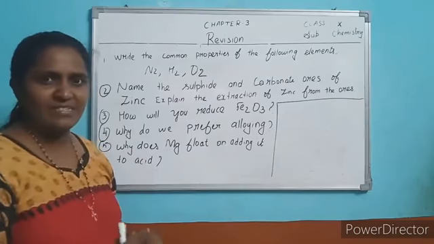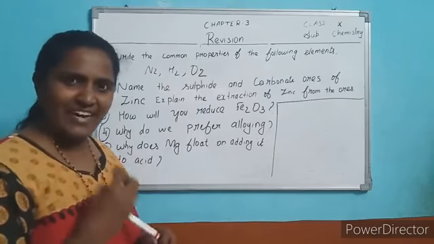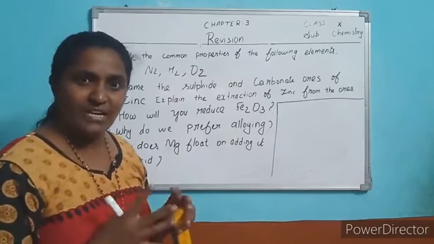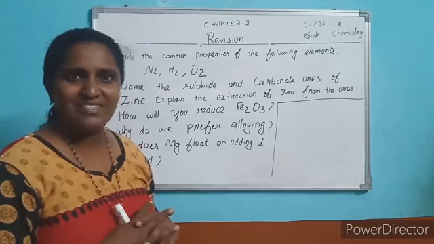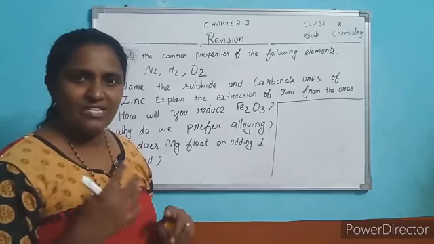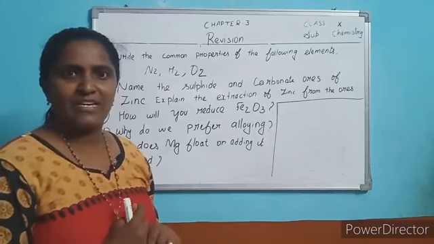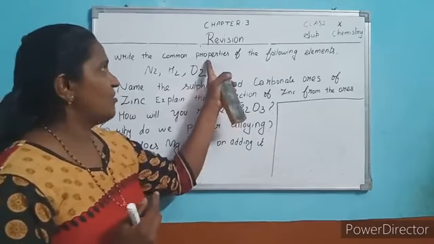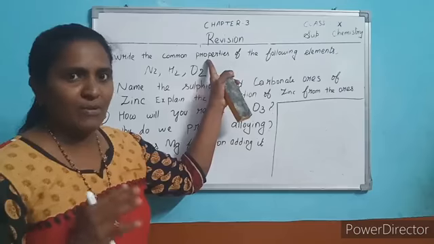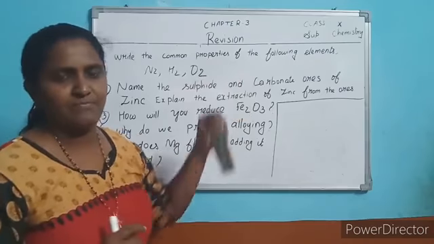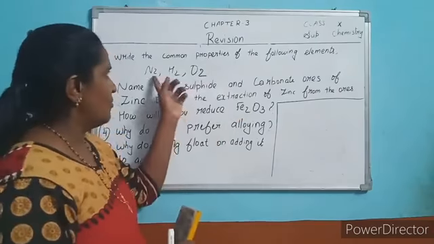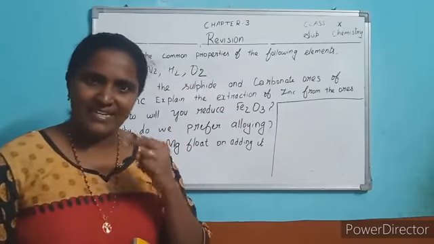These are non-metals. They always gain electrons. Non-metals always form covalent bonds. And what else can you write? They don't have sonorous property. Because it is not mentioned whether chemical or physical, for common property you can write both the chemical and physical. Understood? They mainly exist as diatomic molecules.